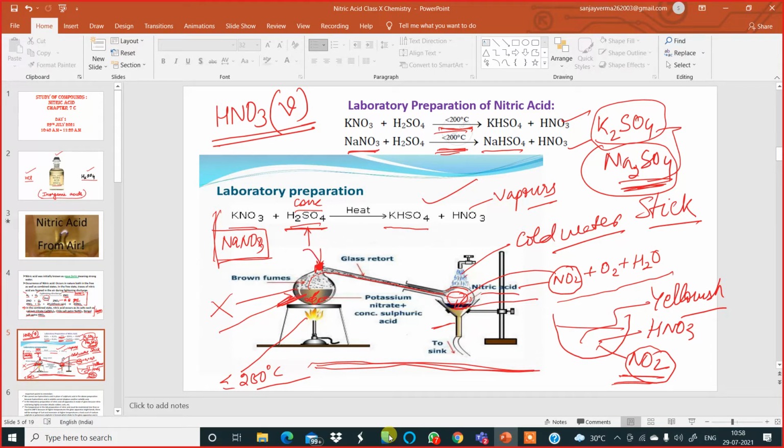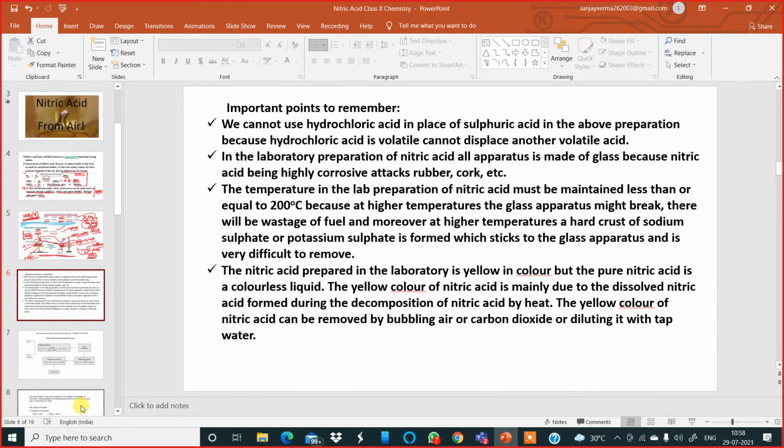I am telling you, this entire apparatus should be made of glass. It cannot be made of anything else because nitric acid vapors react with almost everything except glass. Nitric acid vapors do not react with glass. That is why an all glass apparatus is used in the lab preparation of nitric acid. Now, moving to the next slide, the details are here.